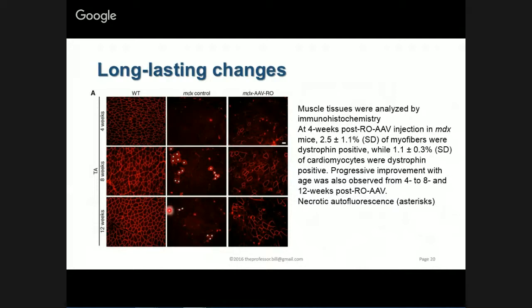So this is what the wild type normally looks like. The mice that don't have any issues have normal dystrophin. MDX shows rapid degeneration. And by 8 weeks or 12 weeks, we see these necrotic autofluorescent markers that you see here. Let me ask you this. We see more of this autofluorescence necrosis going on in this panel at 8 weeks than we do at 12 weeks. Why is that?